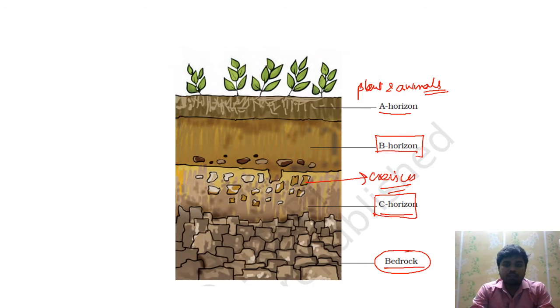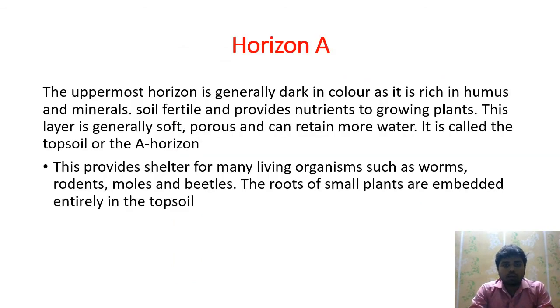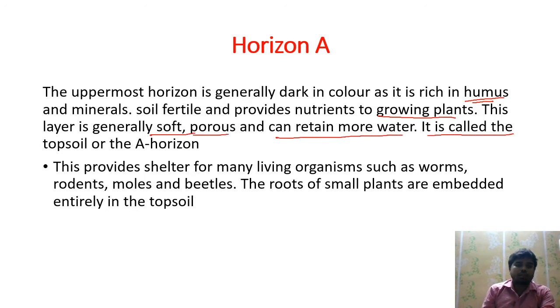Now we will deal with each characteristic. If the uppermost layer is suitable for the growth of plants, then it is essential that the layer is rich in humus. So the uppermost horizon is generally dark in color as it is rich in humus and minerals. This fertile soil provides nutrients to grow plants. This layer is generally soft, porous and can retain more water. It is called the topsoil or A horizon.